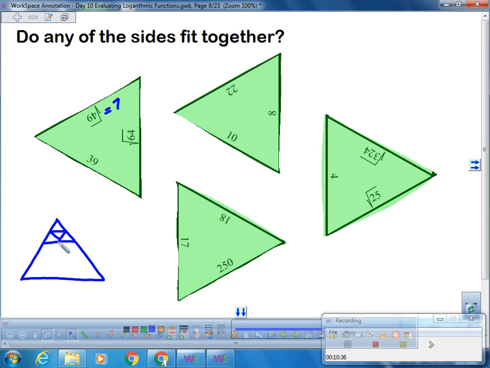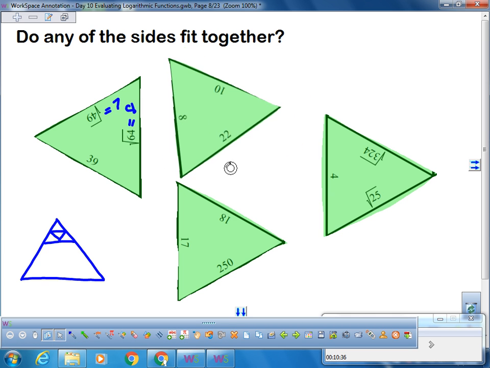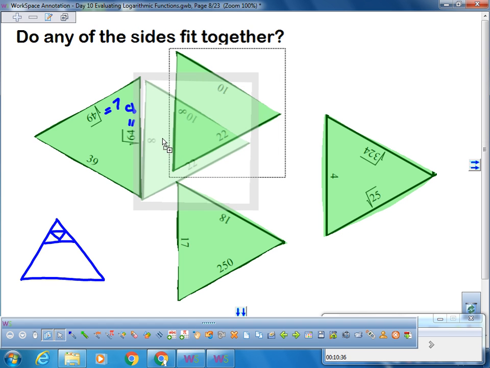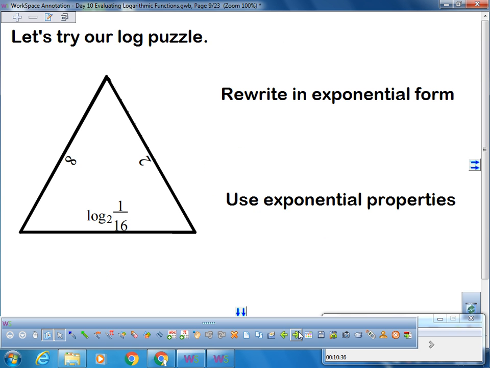What about this one? Let's just start at 64. 8. I see an 8 right here. So I'm going to take my puzzle piece and turn it around so that I can match up those sides. That's what you're going to do with your puzzle. Now, here's an example puzzle piece, and I'm going to set you on your way.